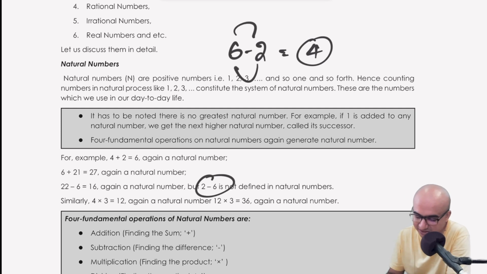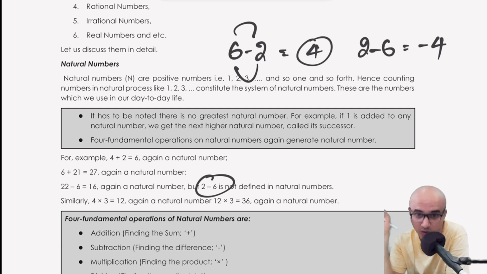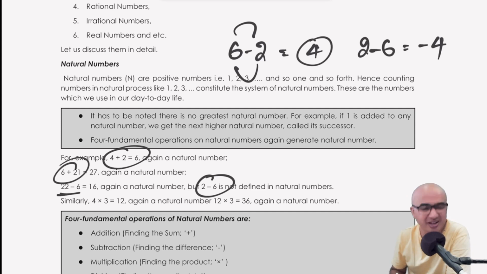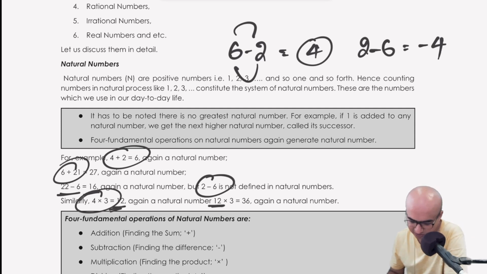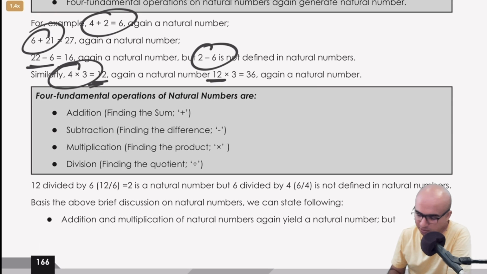Whereas if I reverse this, then it won't result in a natural number, because then I would be looking at 2 minus 6, which is nothing but minus 4. Minus 4 is not a natural number. It's not a positive integer. We'll come to integers as well in a second. Okay. So 4 plus 2 of course is a natural number. 6 plus 21, yes. 22 minus 6, of course we know that. Multiplication also works. 4 into 3, 12, and 12 into 3, 36. So now they are talking about the fundamental operations with respect to natural numbers.